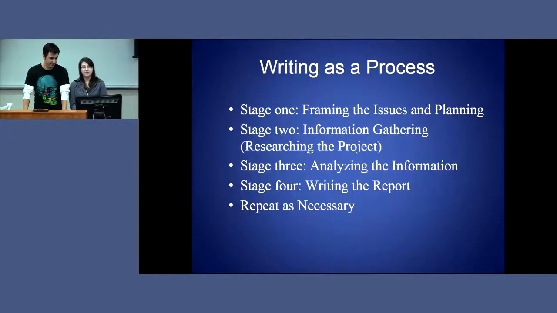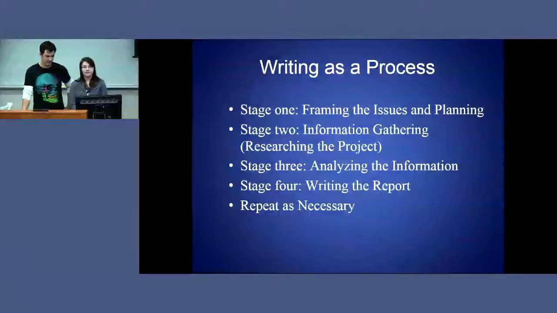Now, writing as a process. Stage 1 is framing the issue and planning. You have to know what you're getting yourself into. Stage 2 is information gathering. So you have your topic, you don't really know a whole lot about it. Let's get out there and research it. Come to the library, come to your professors, get enough information so that you know what to start with.